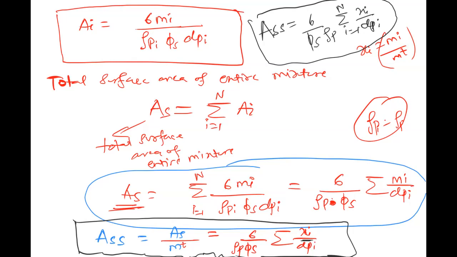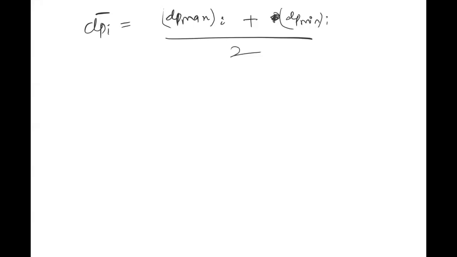Please note this down, or if you already noted, just tell me. Yes, someone is saying DPI bar. Right, DPI here, I'm considering, its topic name is average size analysis, the mixed size analysis. So DPI bar equal to DP maximum of I plus DP minimum size in a sample of I, divided by 2. We always take its average diameter.